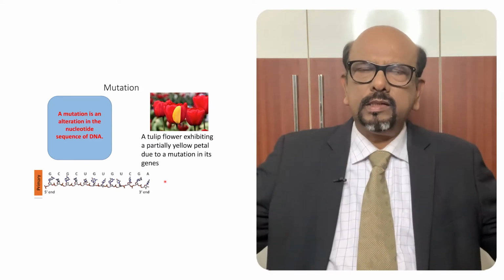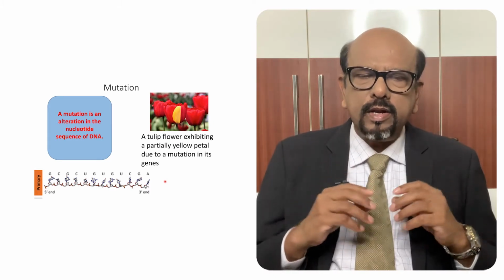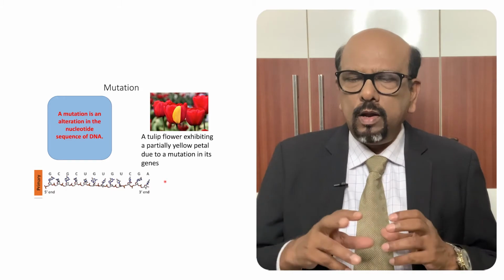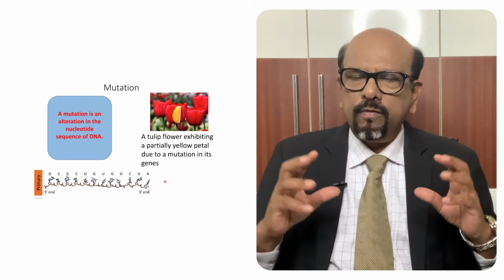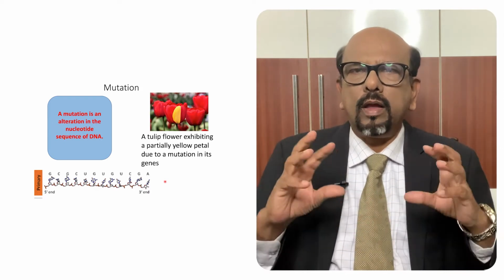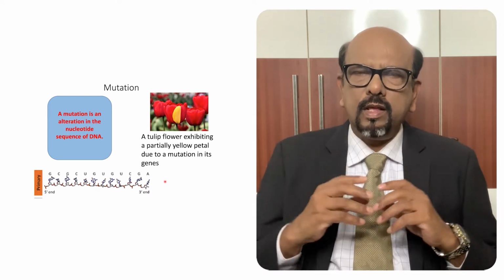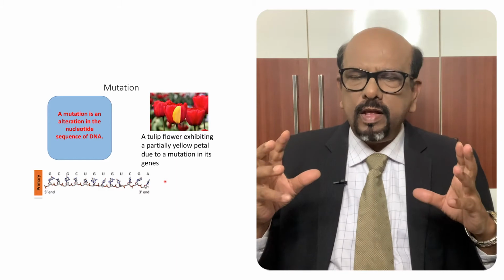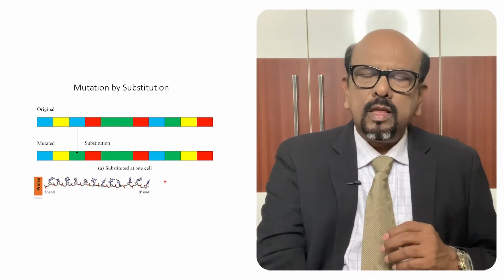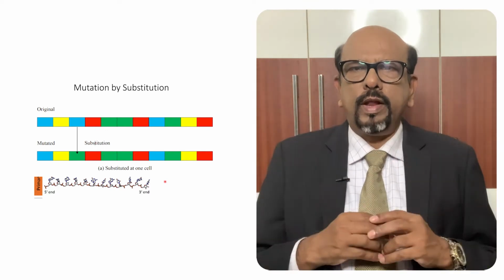A mutation is an alteration in the nucleotide sequence of DNA. For example, you look at the right side, tulip flowers have been mutated. People have done research in genetically modifying the DNA, and they have come out with a tulip flower where there is a yellow petal. It's possible.